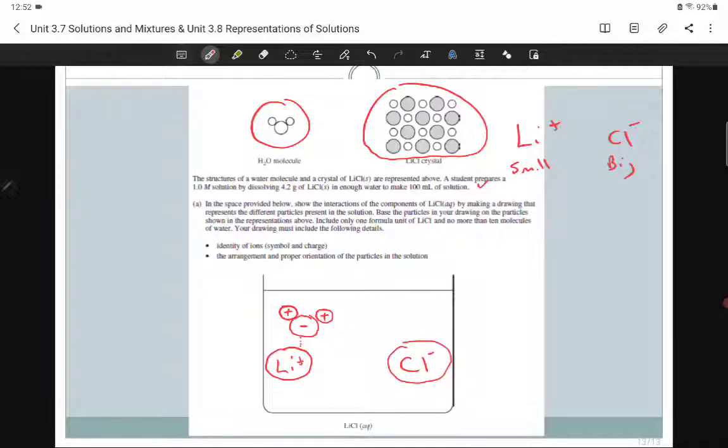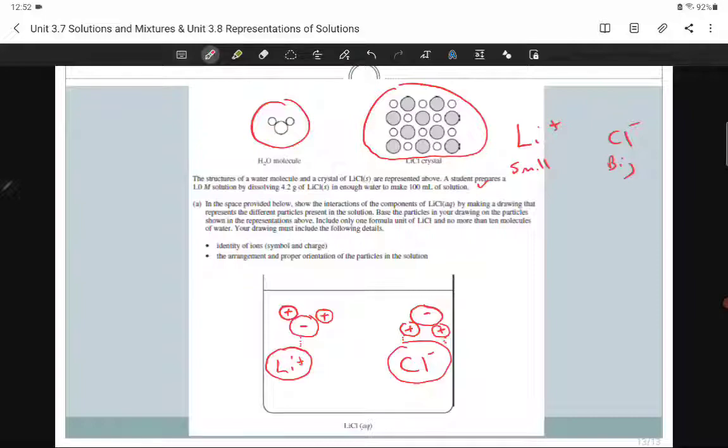And there's the chloride, and it's going to be attracted to the other part of water, the hydrogen side of water, like that. And so I didn't give myself a lot of room for dotted lines there, but there's some dotted lines. And nowhere in this question does it actually mention that you need these dotted lines.